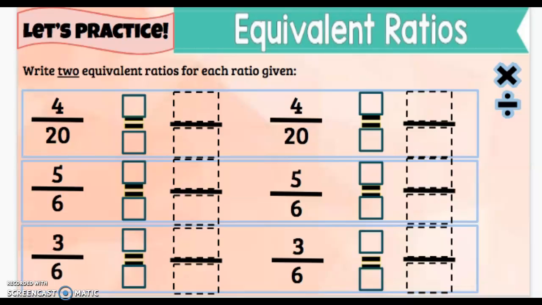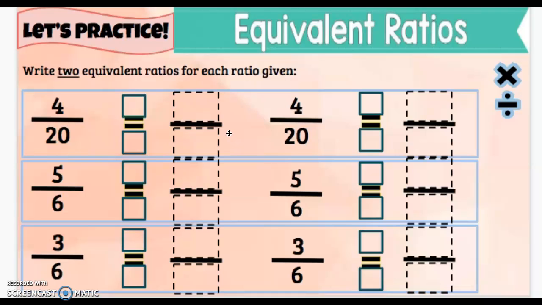Okay, so let's practice what we just talked about in the previous slides. With equivalent ratios, I'm simply asking you to write two equivalent ratios for each given ratio. And remember, whatever you do to the top, you have to do to the bottom. Solving equivalent ratios is like simplifying fractions. That's really what equivalent ratios are. They're equal to the fraction that you're given. So in this case, you have to find something that's equal to that ratio that's given.